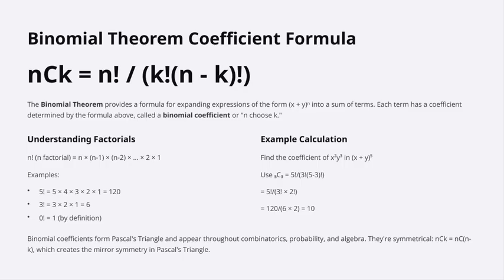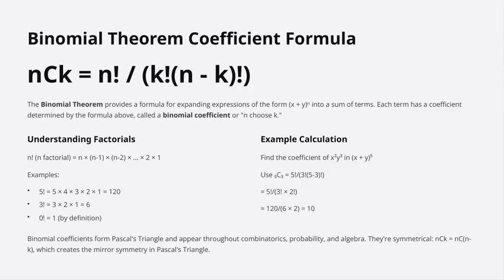Let's take a closer look at the binomial theorem coefficient formula. The formula is nCk equals n factorial divided by k factorial times (n minus k) factorial. This formula helps us find the coefficients when we expand expressions like (x plus y) raised to the nth power. Each term in that expansion has a coefficient determined by this binomial coefficient, sometimes called n choose k.